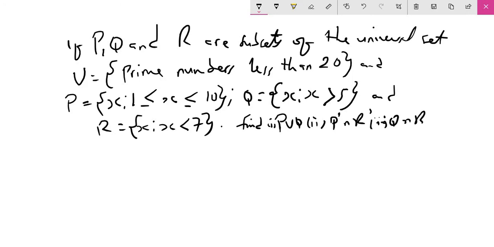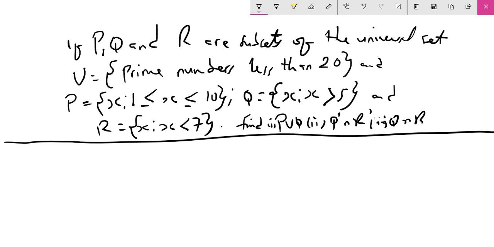So basically, let's just do these three. I'm pretty sure you understand it by now. I'm going to try to do it at the bottom here. So 1, P union Q, right? Now, of course, first we need to write out the universal set. So the universal set is the set of prime numbers less than 20. So what are prime numbers less than 20?